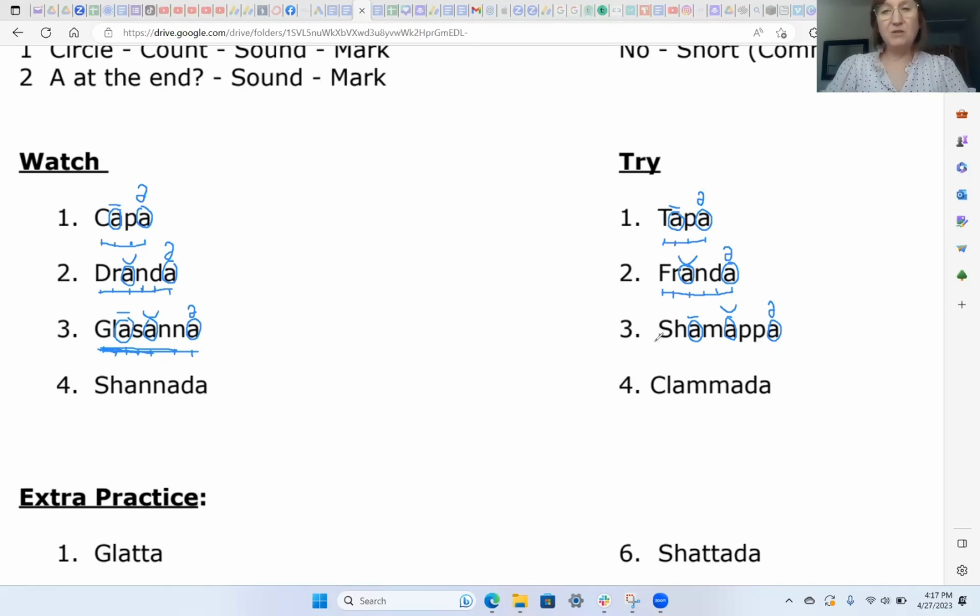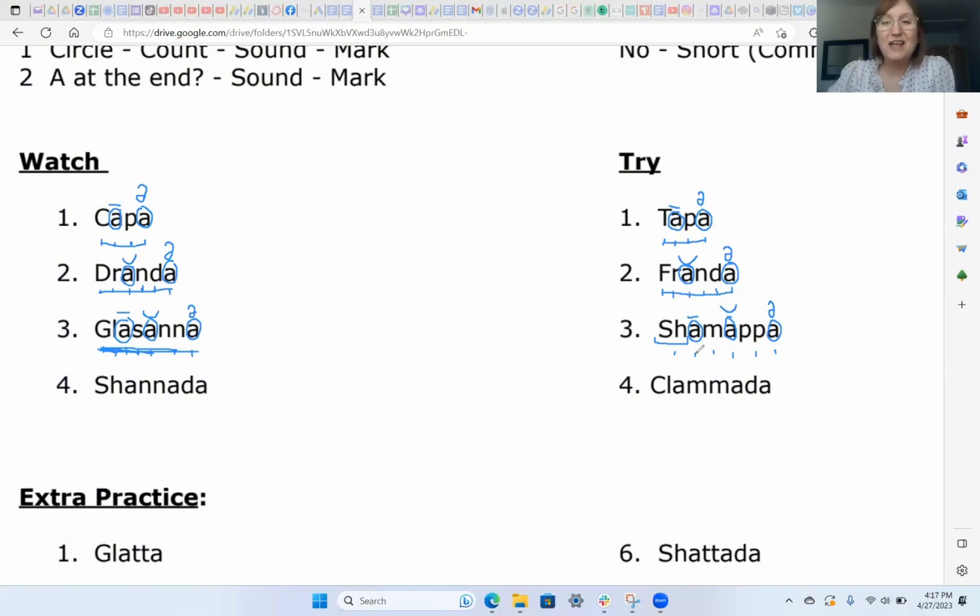Okay, so this starts with a digraph. A digraph is 2 letters that makes one sound. SH says sh. So that just gets 1 dot. Sh. A. You knew that said A because one of the next 2 letters is a vowel. You knew that said A because the next 2 letters are consonants. And you knew that said because it's at the end.